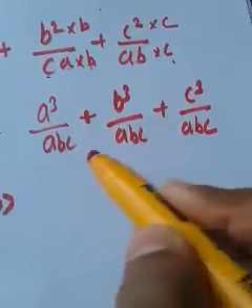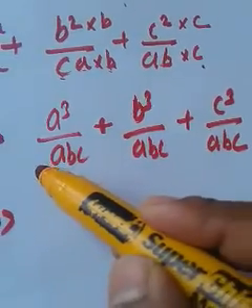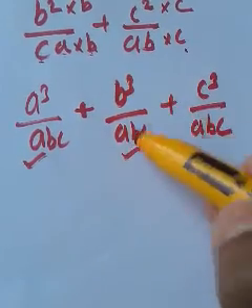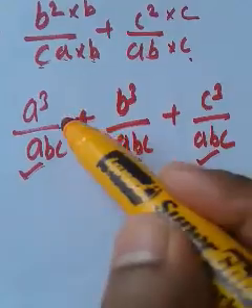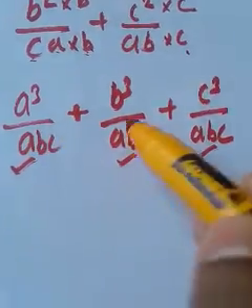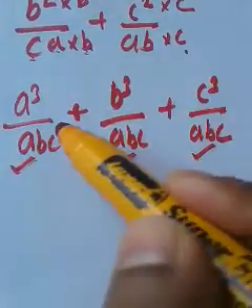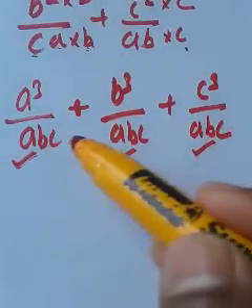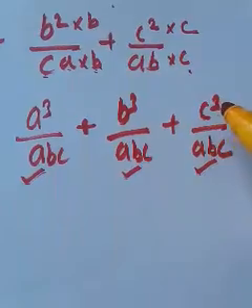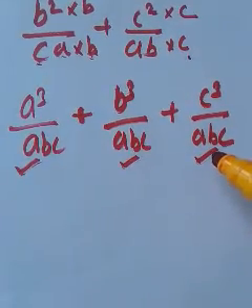Now just see what is the advantage. This is a fraction, this is another fraction, and this is a third fraction. These all fractions we have to add. We have to add 3 fractions where the denominators are the same. How can you add fractions with the same denominator? Just add the numerators and write the denominator as it is.